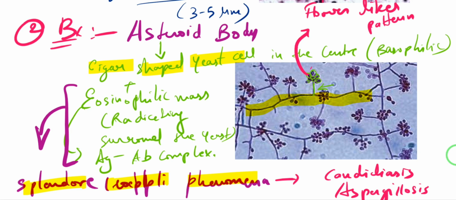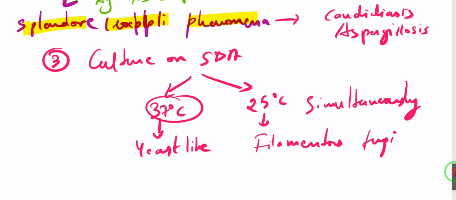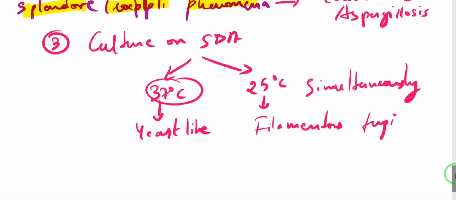right? So because it is a thermally dimorphic fungi, it is going to show filamentous form at 25 degrees Celsius or the room temperature, which was, by the way, the infective form, and at 37 degrees Celsius, which is our body temperature, it is going to appear yeast-like, right? And by the way, in histopathological examination on the tissue, the temperature is again 37 degrees Celsius. That is why we are seeing the cigar-shaped yeast cell.